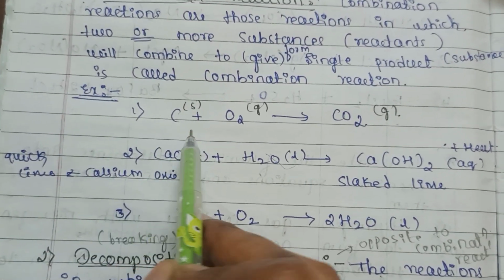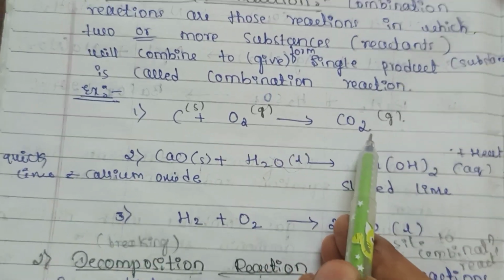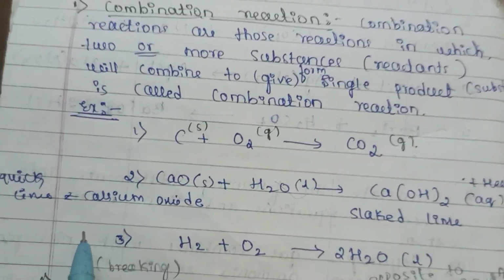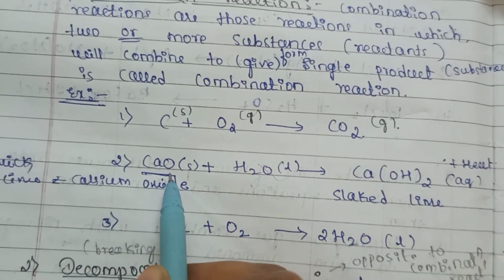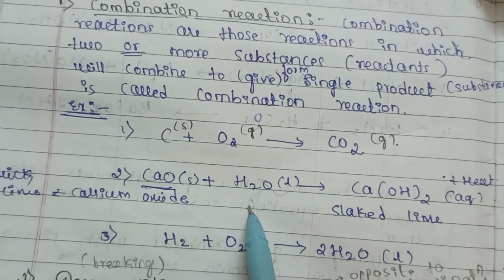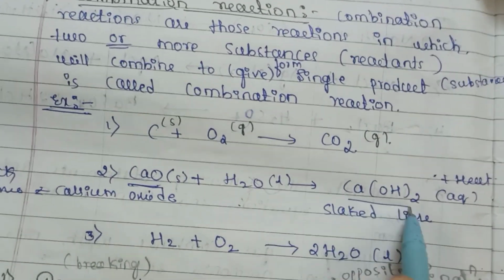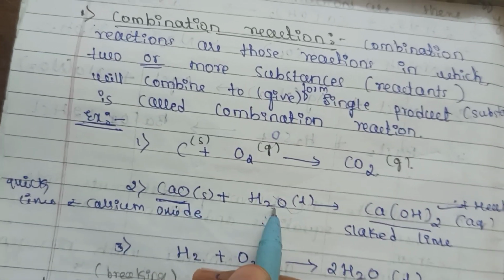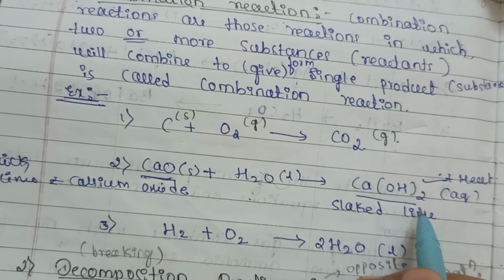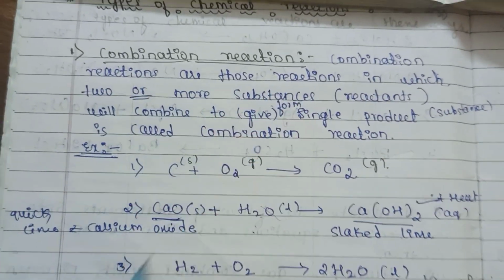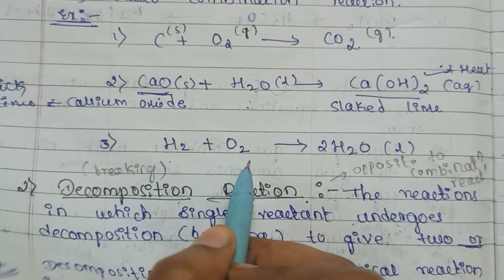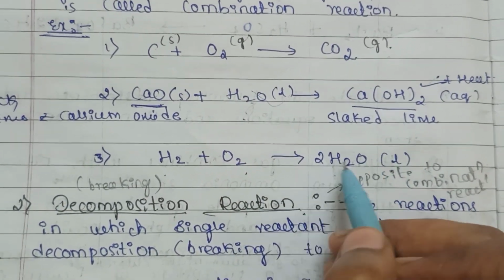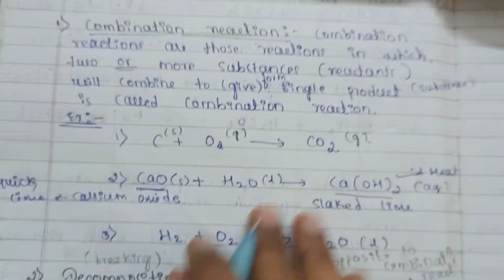Here some examples are there. C plus O2 gives CO2. It gives a single product. And CaO, calcium oxide, limestone, reacts with water and gives slaked lime, Ca(OH)2. This is a single product. Here 2 reactants react with each other and give a single product, so we call that a combination reaction. Here H2 plus O2 gives H2O. After balancing you will get 2H2O. So this is a combination reaction.